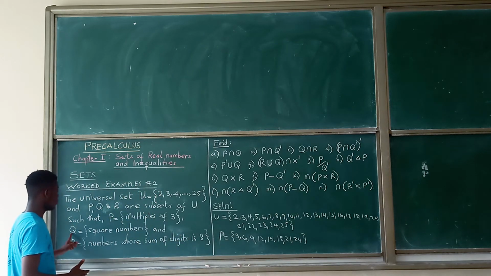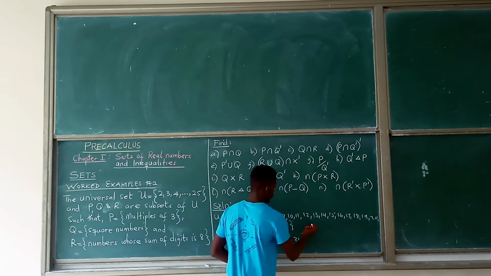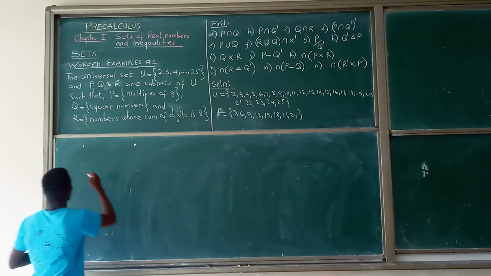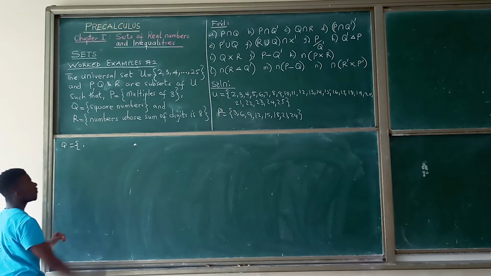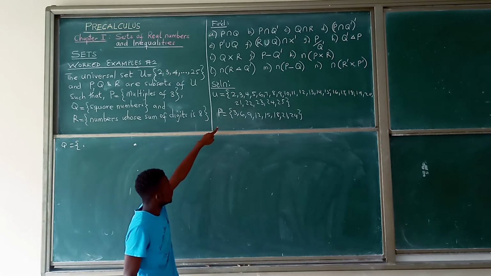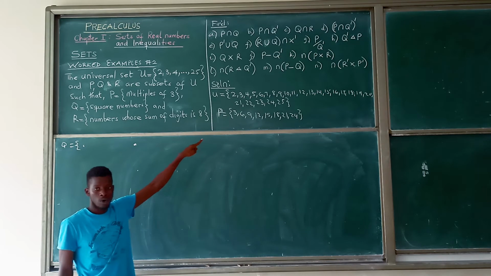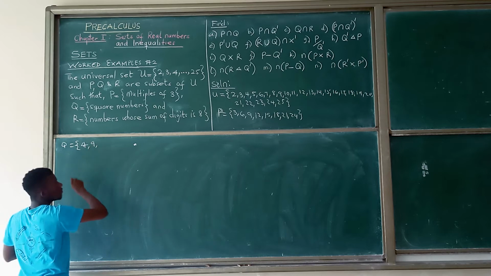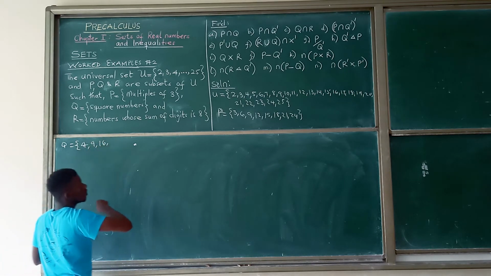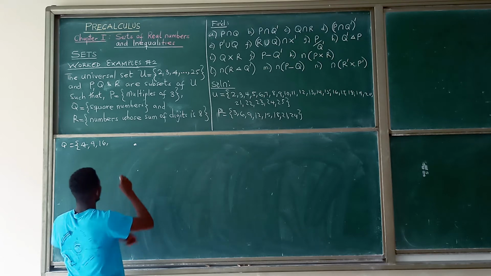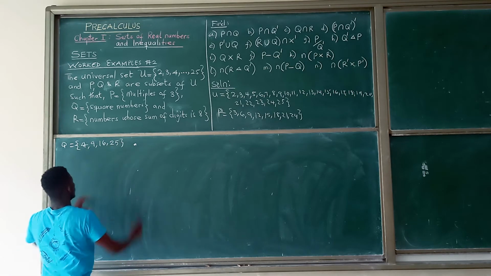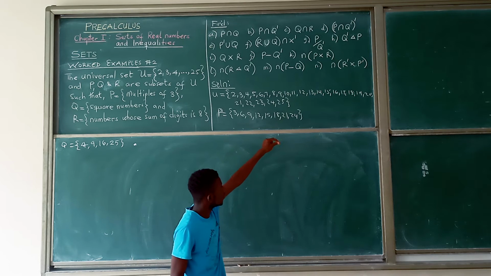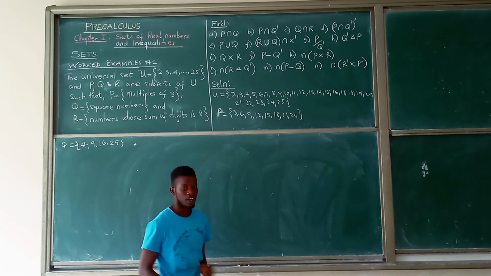Let's look at set Q. We say set Q are square numbers. So we are going to list the elements of set Q up here. So let's list all of the square numbers from the universal set. So we know the first square number is 4, because the square root of 4 is 2. So 4 is a square number, 9 is a square number, 16 is a square number, and 25 is also a square number. So these are all of the square numbers from the universal set. The square root of 4 is 2, the square root of 9 is 3, the square root of 16 is 4, and the square root of 25 is 5.